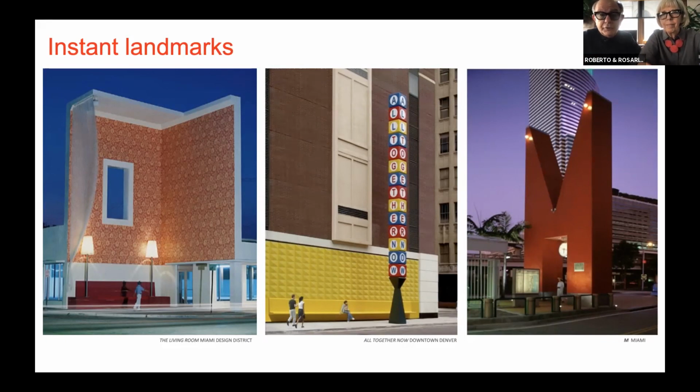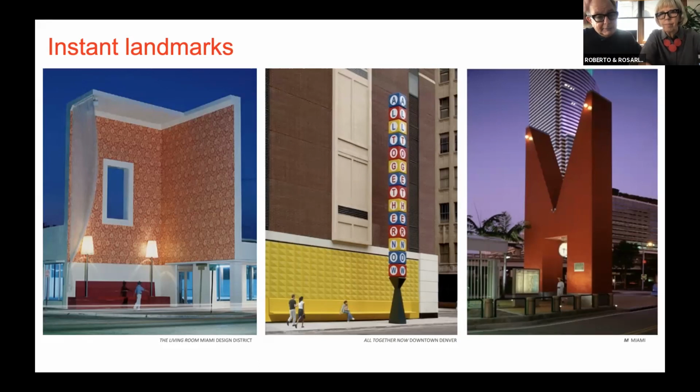Here we have 3 of them. Starting on the left of your screen, the living room in Miami, a 42 feet tall project of a home turned inside out, a fragment of a home. In the middle, Altogether Now in downtown Denver, and on the right, again, the biggest M in the world. The 3 projects indeed are 42 feet tall, approximately, but they're built in different ways.